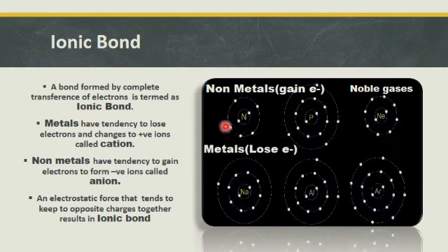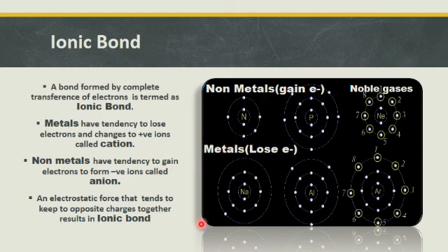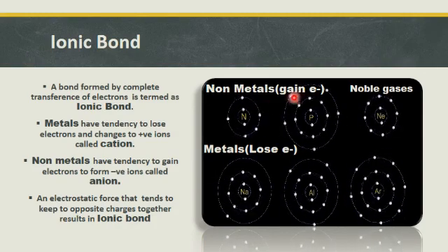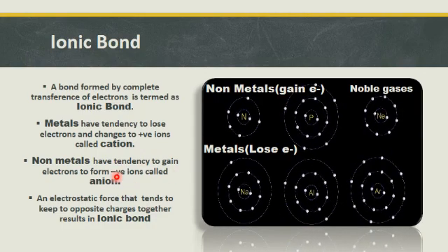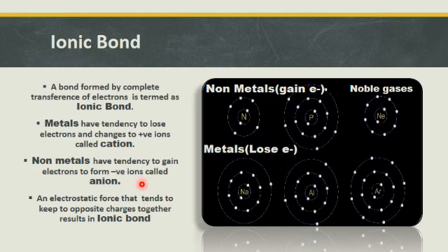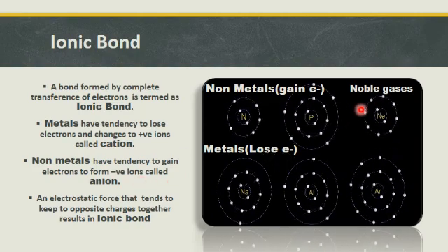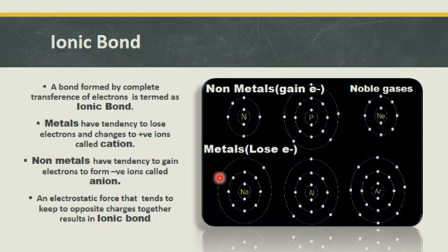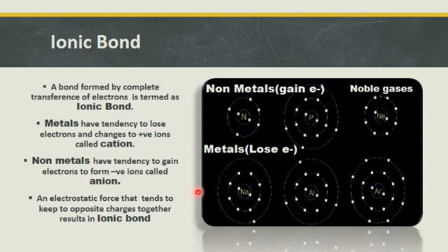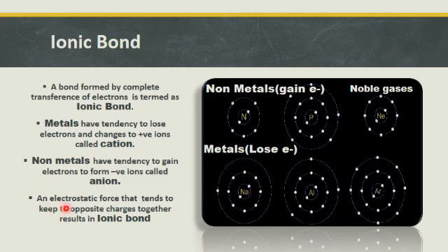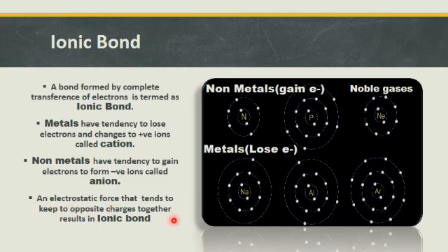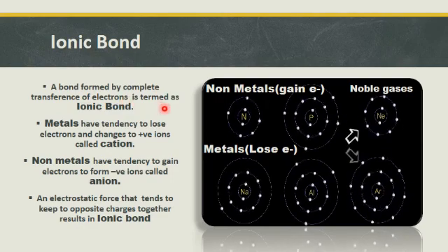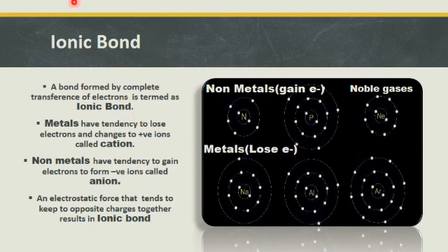Non-metals have in their valence shell 5, 6 or 7 electrons, and they have a tendency to gain electrons. So non-metals gain electrons and form negative ions, anions, so as to attain the noble gas configuration, that is a stable configuration. Once the positive and negative ions are formed, an electrostatic attraction develops between them. This electrostatic force that tends to keep opposite charges together is called an ionic bond. So an ionic bond is formed by complete transfer of electrons.